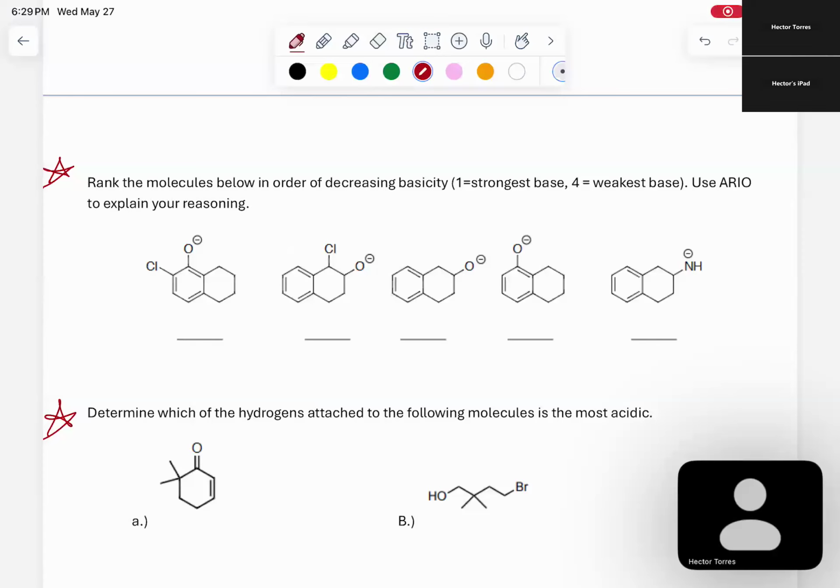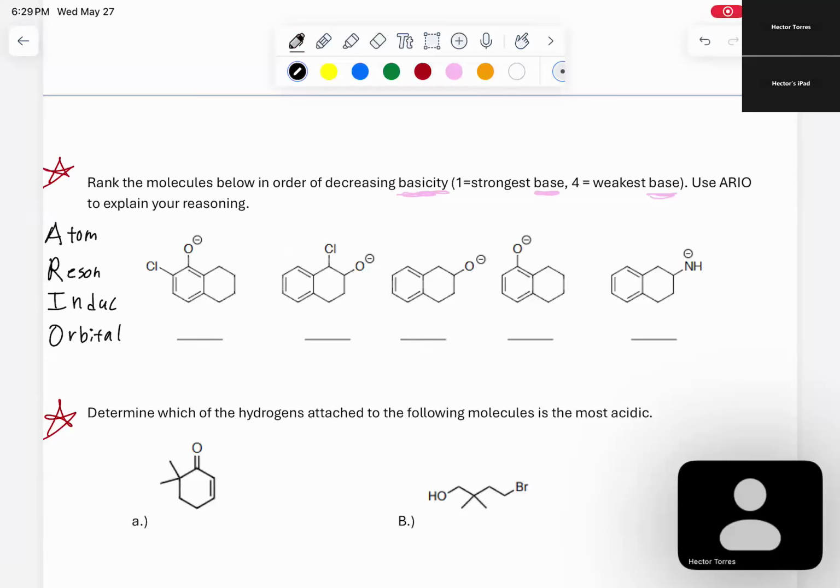I especially want to go over this one because most of the time we look at which one is the strongest acid. However, on this one, we're actually looking at bases. So you have to think about the problem in a different way. On this one, we're going to use ARIO. As a reminder, ARIO stands for atom, resonance, induction, and orbital.